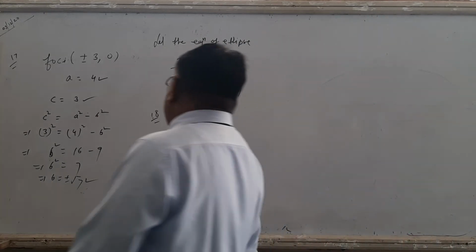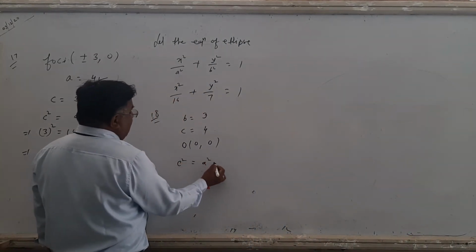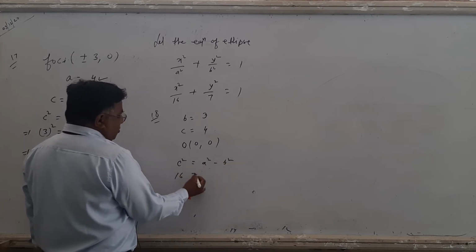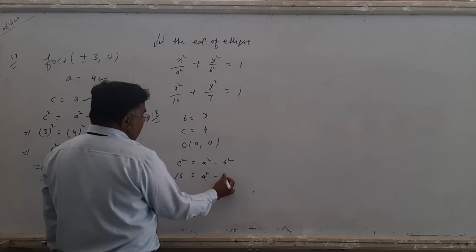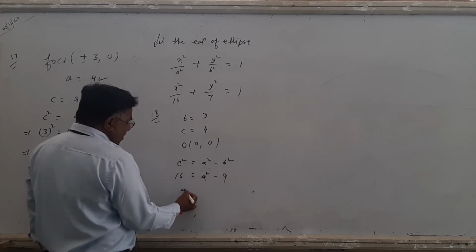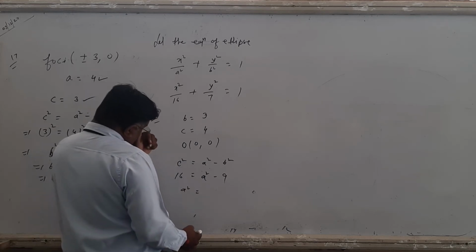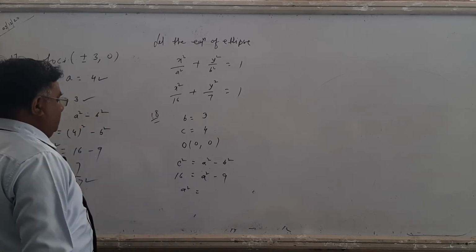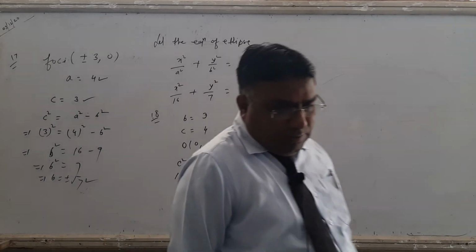b is given, c is given. Now find a. Now the formula is c square equals a square minus b square. Then c is given as 4, square of 4 is 16. a square as it is. Now b is given as 3, square of 3 is 9. Then what is a square? a square equals, that is, c square, the value of c is 4, b is given, c is given.